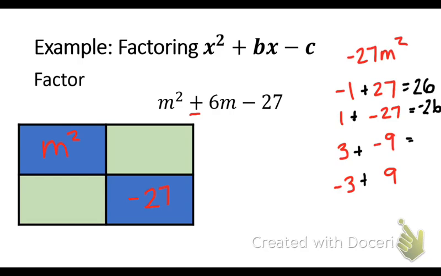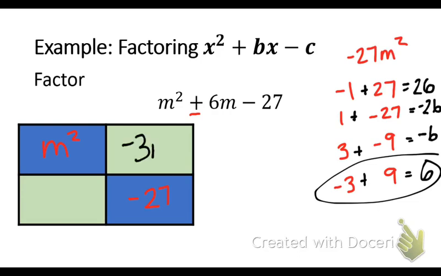And so 3 minus 9 is negative 6. And then negative 3 plus 9 is positive 6. So in this case, I want the positive, so these are the ones I'm going to use. I forgot to write my m's with all of those. So this gives me a negative 3m and a 6m.